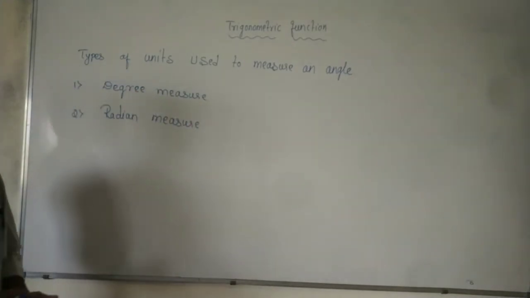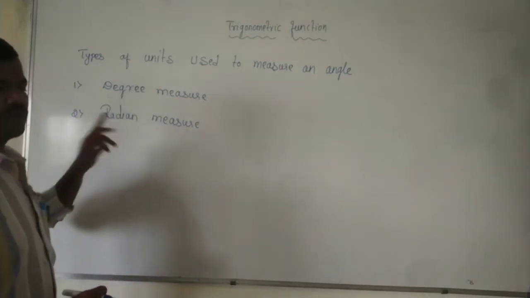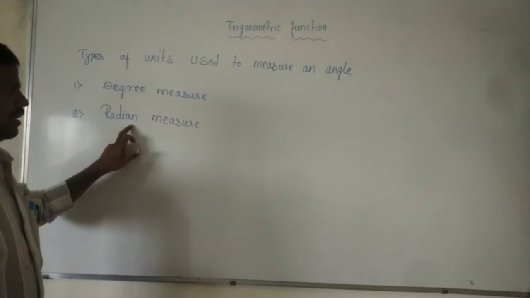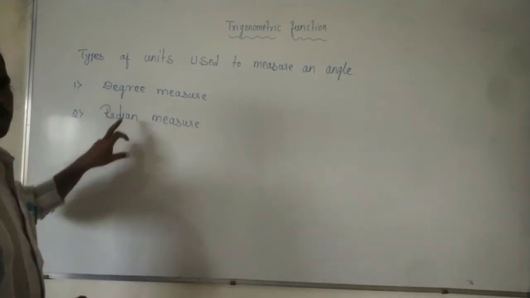One is degree measure and another one is radian measure. Let me discuss one by one.